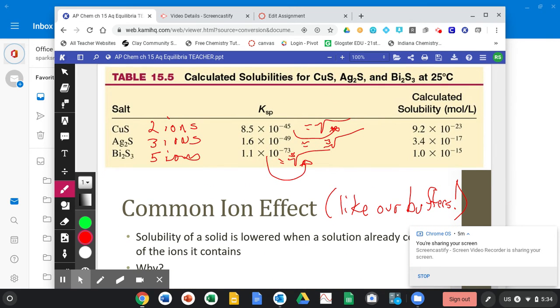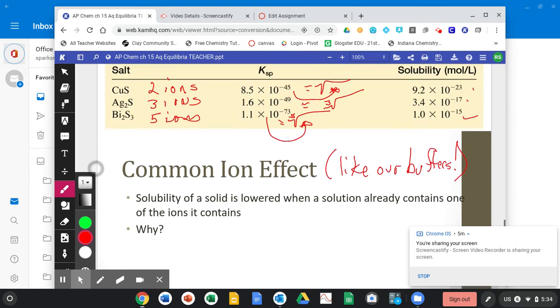So here is an example of that. You have copper(II) sulfide, which contains 2 ions, 1 copper, 1 sulfide, and so you're going to take the square root of its Ksp value to get its solubility. Silver sulfide has 3 ions, so you're going to take the cube root of that value and get its solubility. The next one has 5 ions, so you're going to take the 5th root of that value. So you can see the ions are actually more soluble individually in that. Keep that idea in mind.